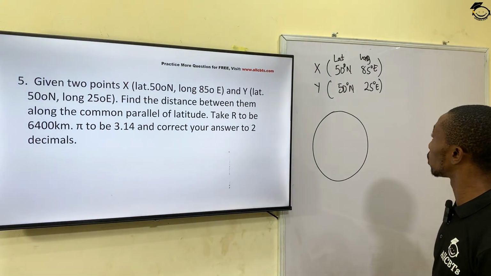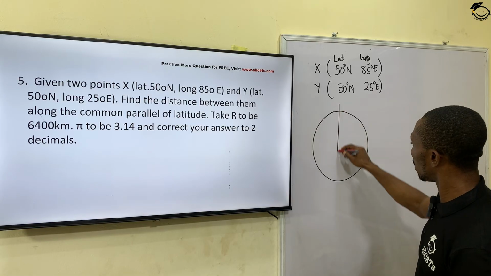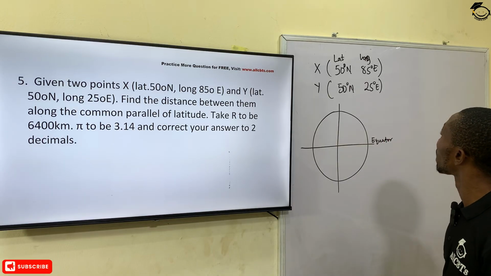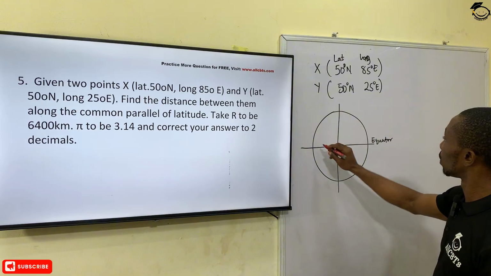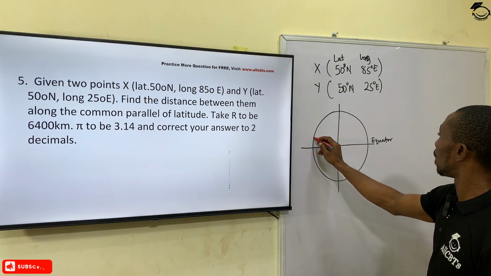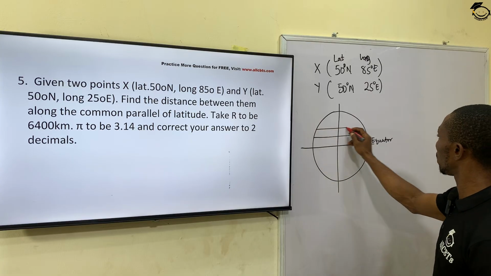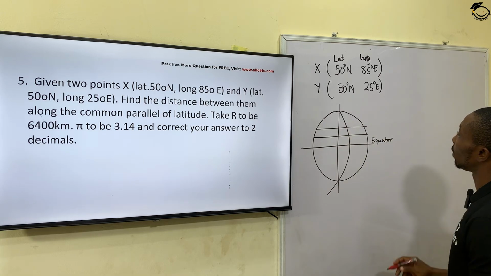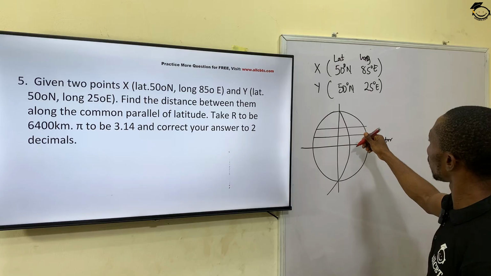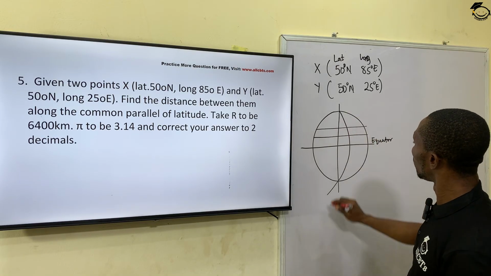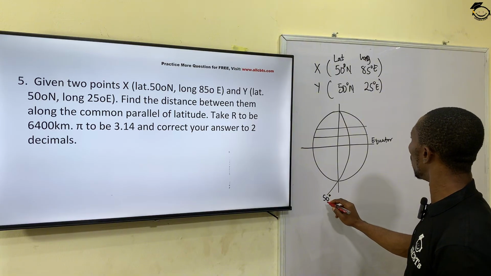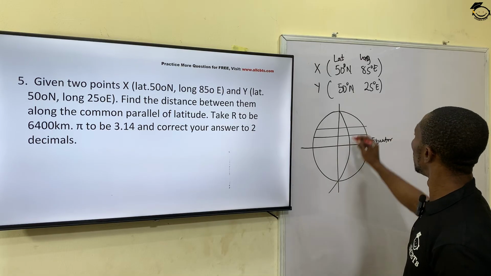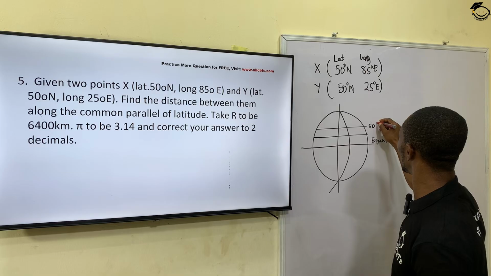Now if we have this as a globe, this is our equator, and we have our lines running on lines of longitude and latitude this way. Now for the constant, we have it on 50 degrees north. We have our latitude on 50 degrees north. So let's call this 50 degrees north.